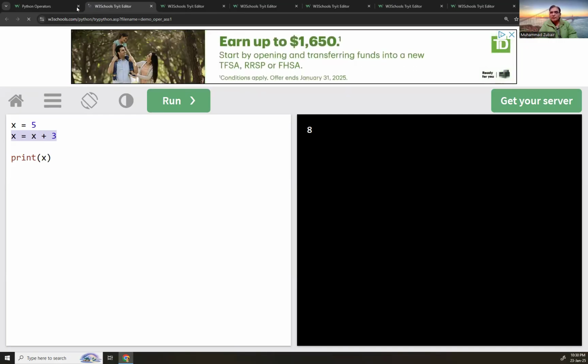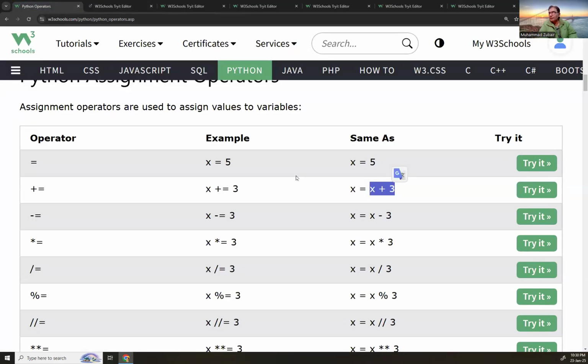So this is the simple way and this is the modern way. The simple way is x is equal to x plus 3, and the modern way is x plus equal 3. I can just type x plus equal 3. So this is the same thing. We can write this way or we can write this way.